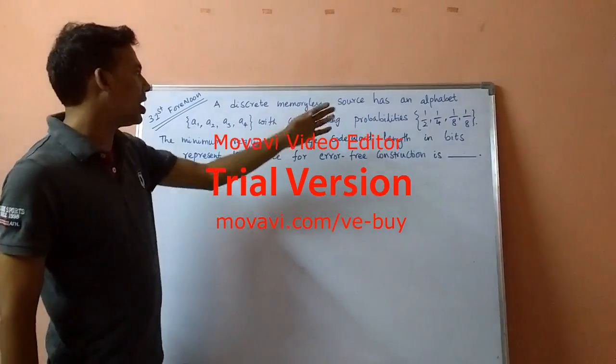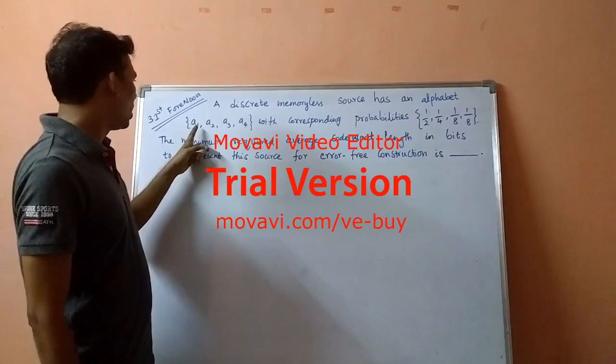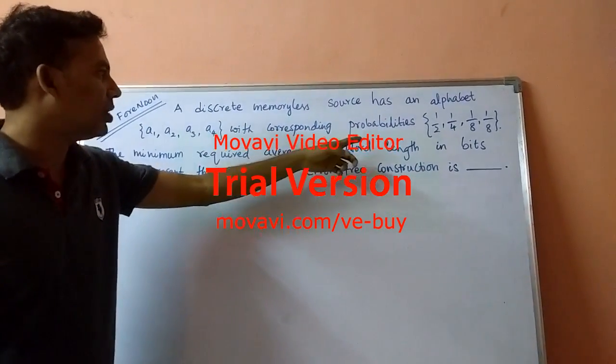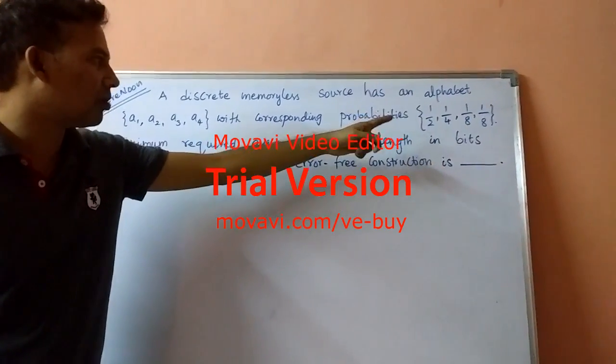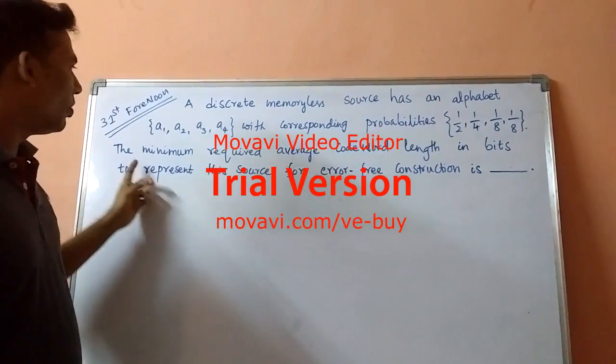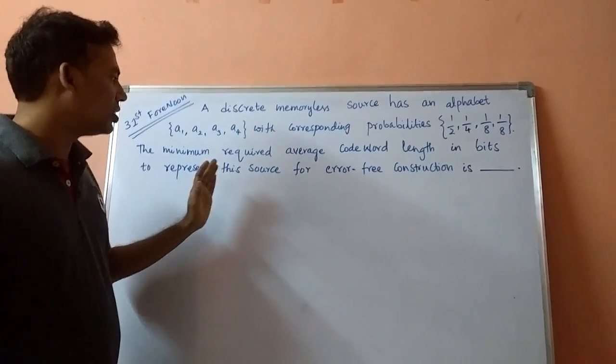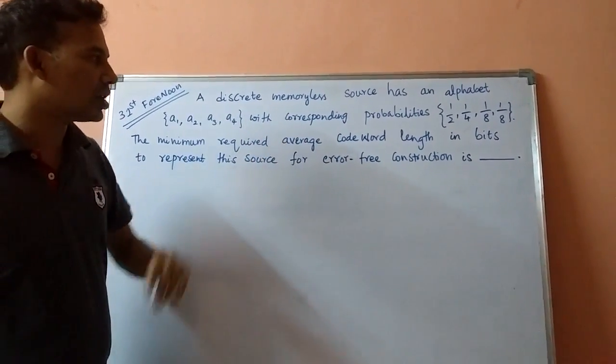A memoryless source has an alphabet a1, a2, a3, a4 with the corresponding probabilities 1 by 2, 1 by 4, 1 by 8, 1 by 8. The minimum required average code word length in bits to represent the source for error-free construction is.